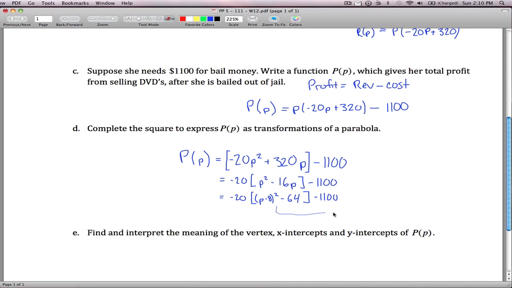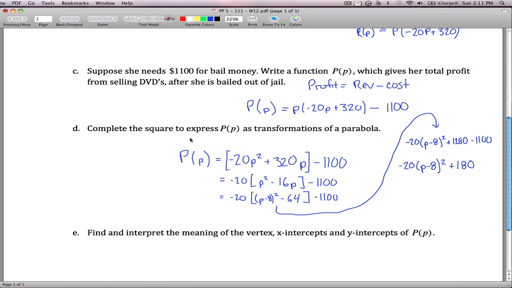Still not quite done. Running a little short on room, so maybe I'll jump up here. If I take that negative 20 and distribute it back in, I get negative 20 times p minus 8 squared. Negative 20 times 64. Let's see, 2 times 64 is 128. So 20 times 64 is 1280 minus 1100. And one more simplification step brings me to, let's see, 1280 minus 1100 is 180.